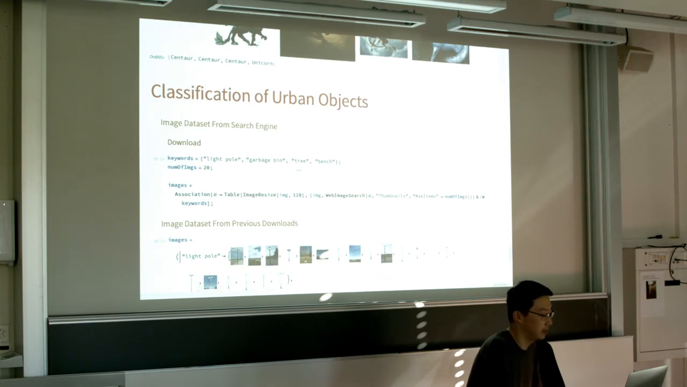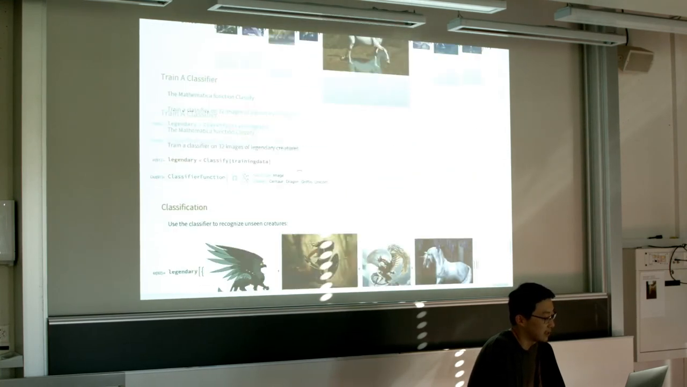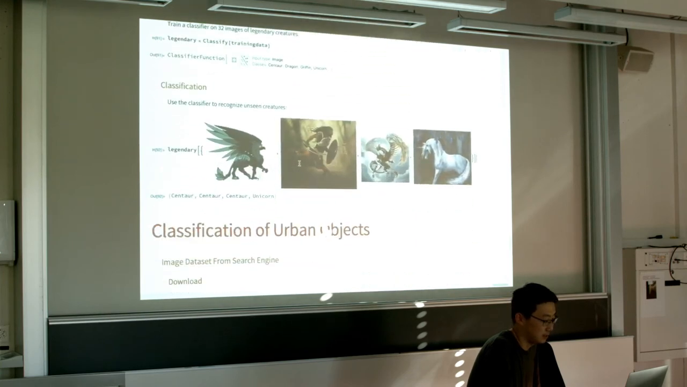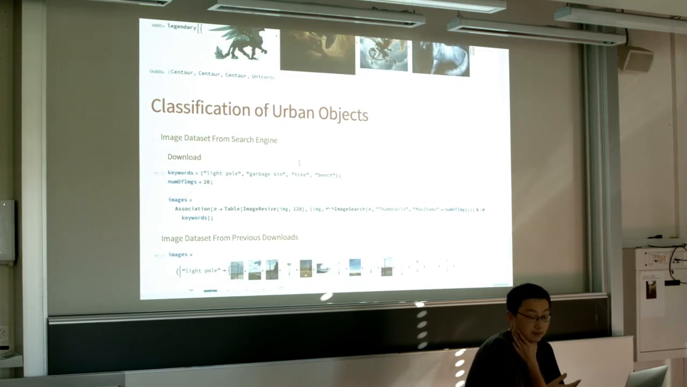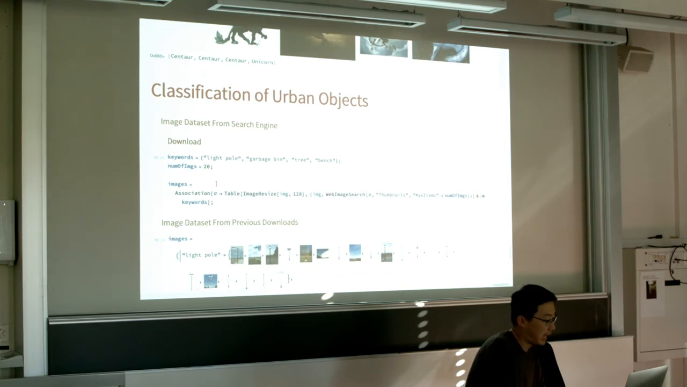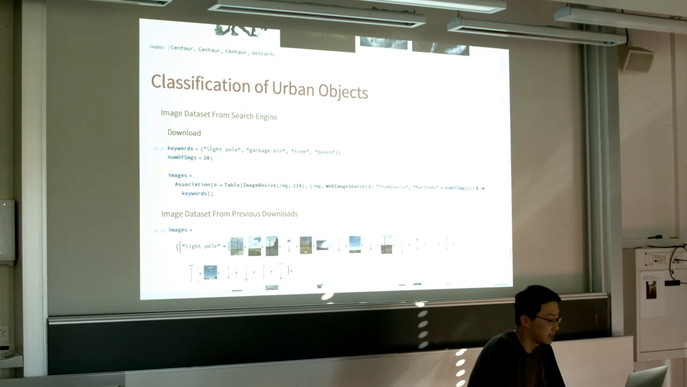And then the last example would be a setup similar to the previous one, but we benefit from a Mathematica service that actually crawls data from a search engine. Here we say that we want images of light poles, garbage bins, trees, and benches, and for each class I want 20 images. So basically I run this code.